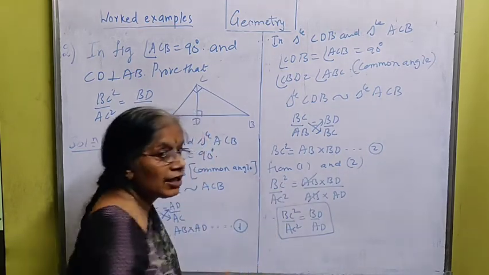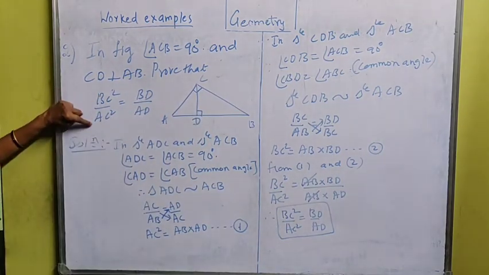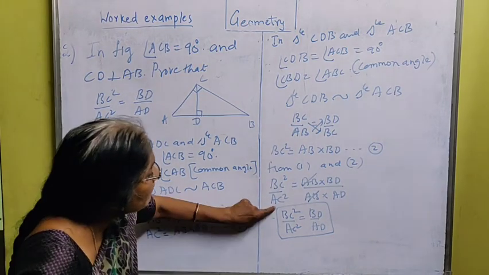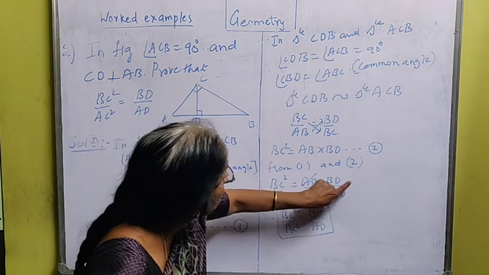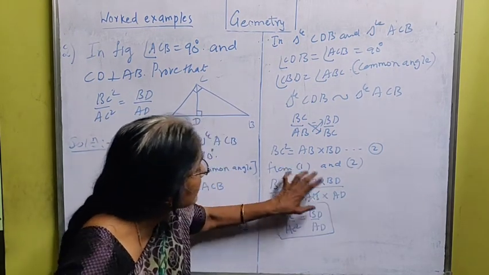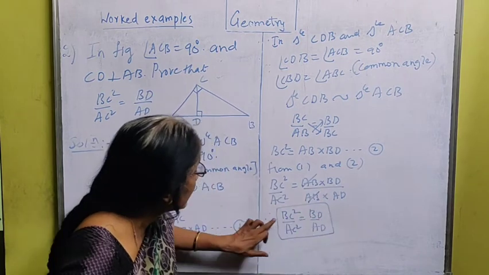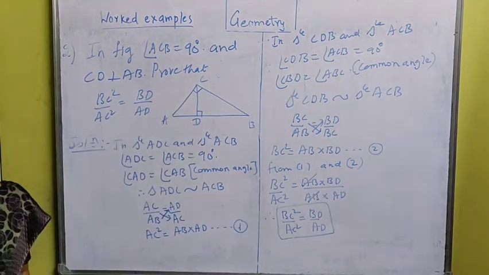Now from 1 and 2, what do we have to show? First see here, BC square by AC square. So I took BC square by AC square is equal to, so what is BC square equal to? That will first come, AB into BD. What is AC square equal to? AB into AD. AB cancelled. So it became BD by AD. So BC square by AC square is equal to BD by AD. This is how we have to solve the sum.